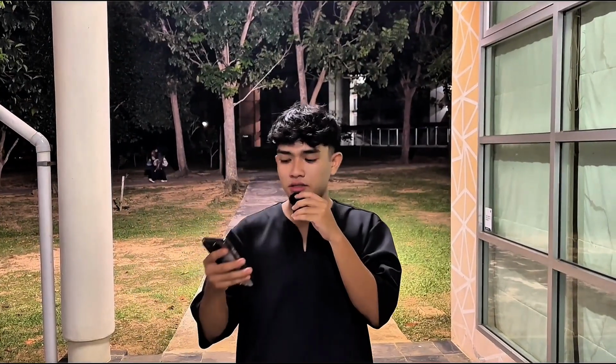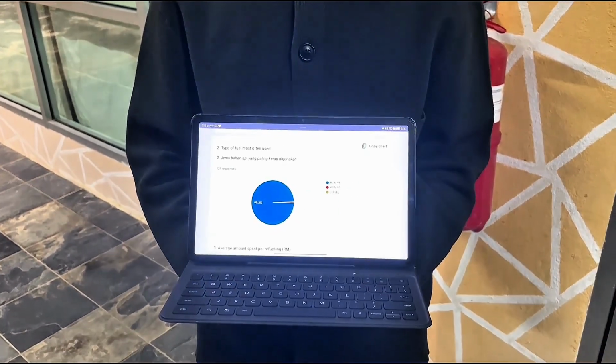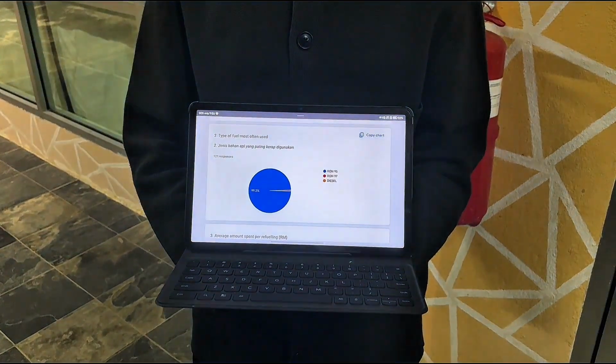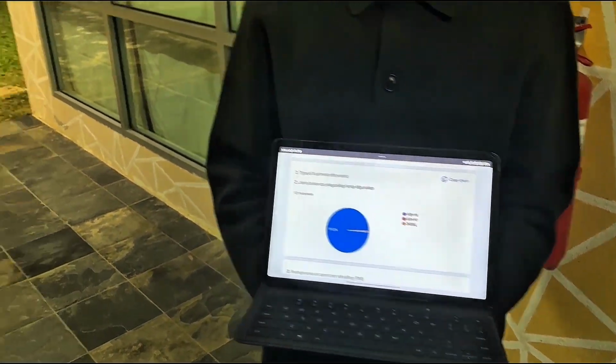So the next question we asked the local community is the type of fuel that they mostly use in their daily life. As you can see from the evidence, 99.2% of our respondents, which is 120 out of 121 people, choose RON 95 as their main fuel. This extreme preference highlights just how vital subsidized RON 95 petrol is to the budget of our local residents.